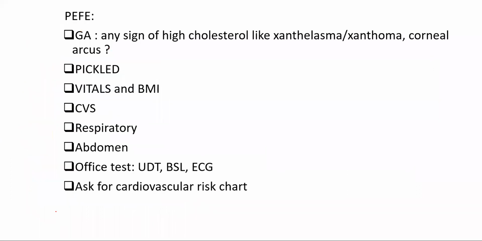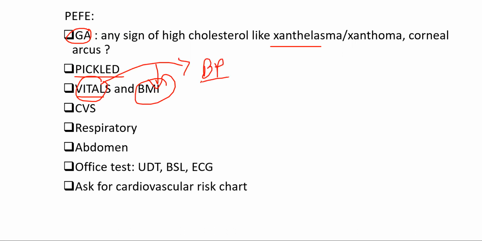Okay. Once you have done that, then thank the patient, go to the physical exam from examiner, ask about general appearance, especially look for any sign of high cholesterol like xanthelasma, xanthoma, corneal arcus. Ask the pulses, then vitals and BMI. Very important, asking about vitals. Why? You will get blood pressure from here. BMI, you will get if the patient is obese or not. So two important risk factors.